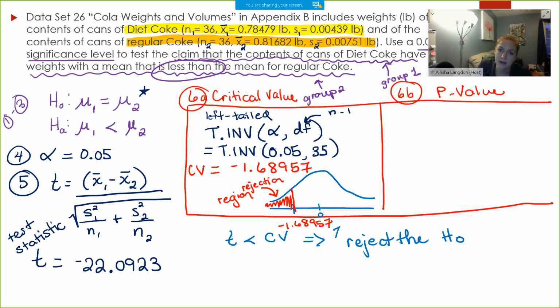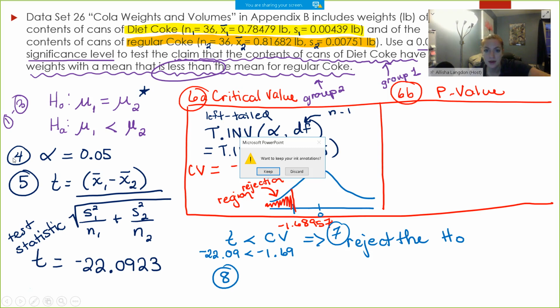This is actually step 7, in case you're taking note. So our T, negative 22.09, is less than negative 1.69. I mean, it's not even close, right? You're like, that's way over in the rejection region. Like, throw that out, Alicia. It's way over there. So we're going to reject the null hypothesis.